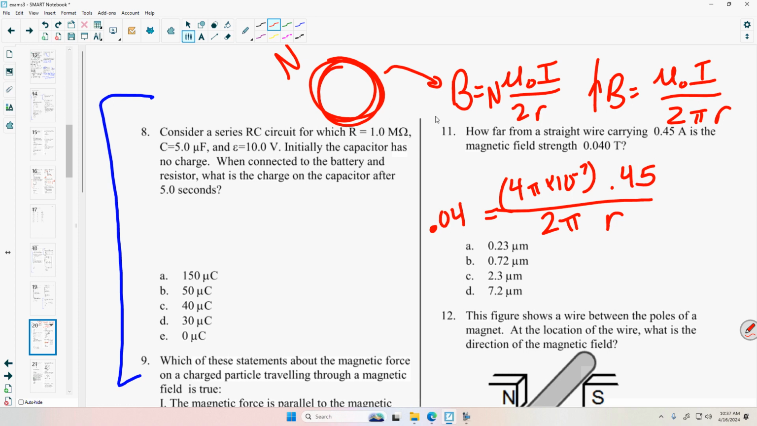I don't know what the answer is. Do you know what the answer is? C. So that would be 2.3 times 10 to the minus 6 meters. And so the answer would be C. If I solve this, R would equal 2.3 times 10 to the minus 6 meters.